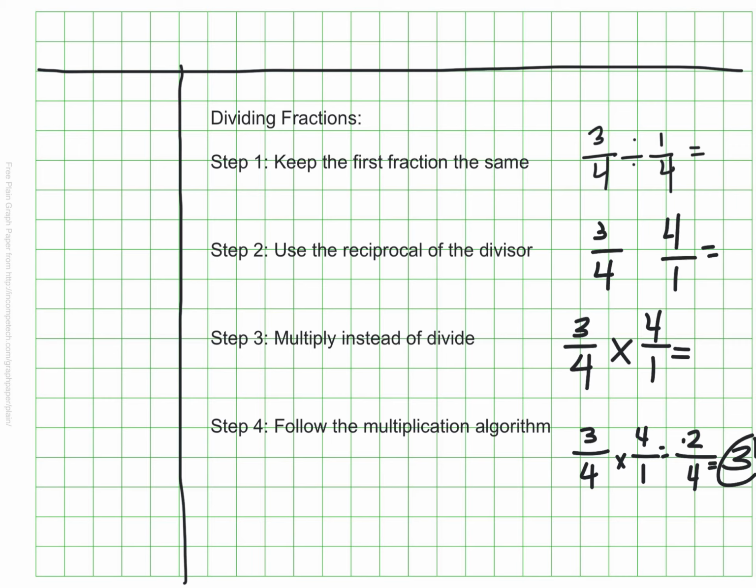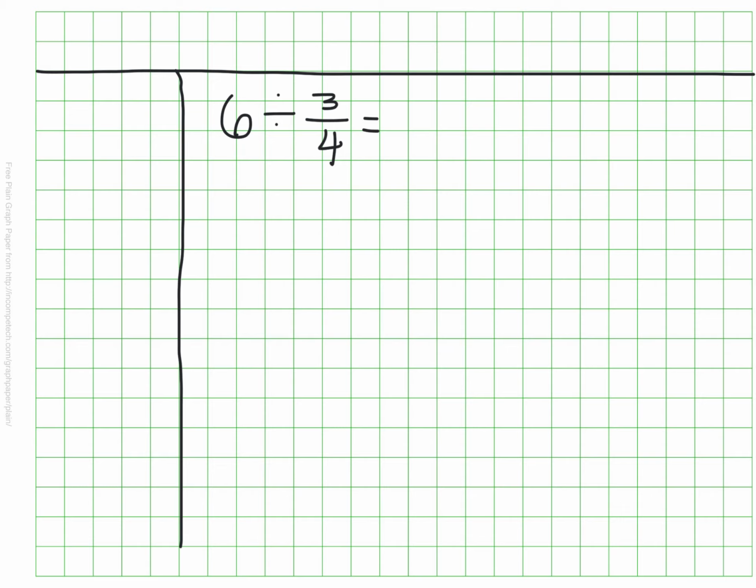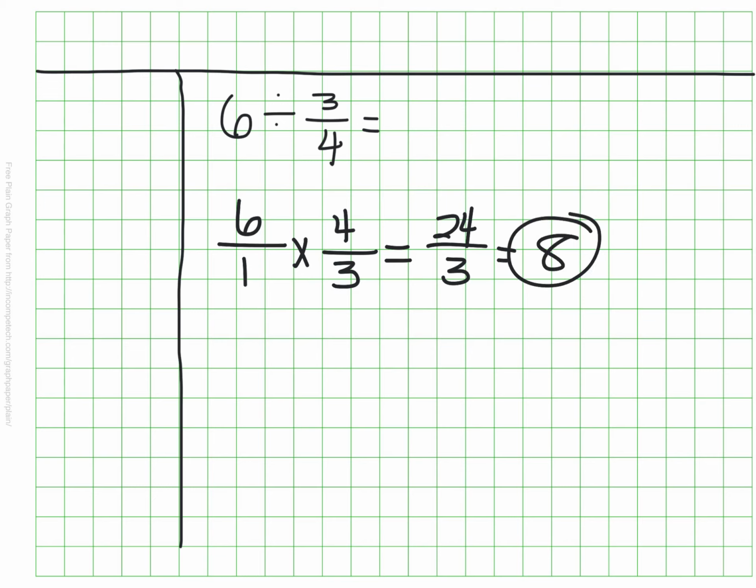Let me do an example all the way through just to check how it works. In an earlier video, we had 6 divided by 3/4. So I'm just going to go through the steps of my new algorithm. I'm going to keep my first fraction the same. Of course, 6 right now isn't a fraction, but I can make it one by just saying 6 wholes. I'm going to change my 3/4 into the reciprocal, 4/3, and I'm going to change to multiplication. 6 times 4 is 24. 1 times 3 is 3. I can simplify that to 8. And I remember that's the answer we got when we did this with a model in an earlier video. So it worked.